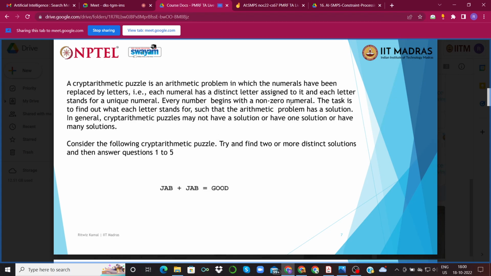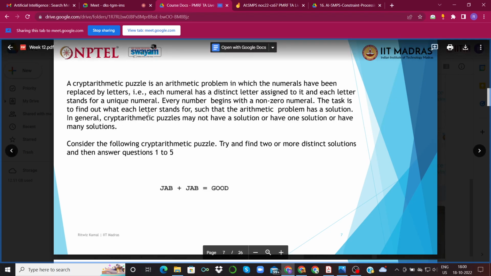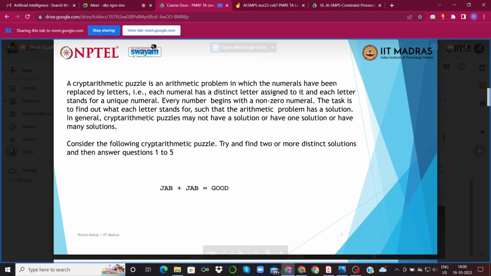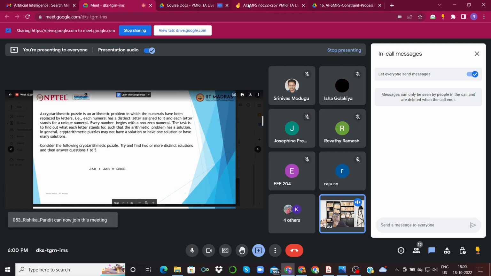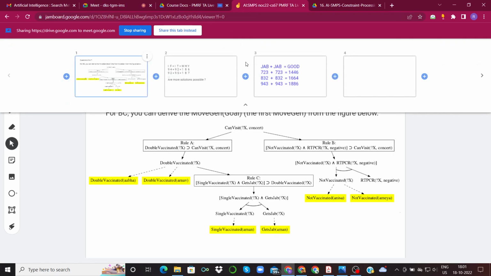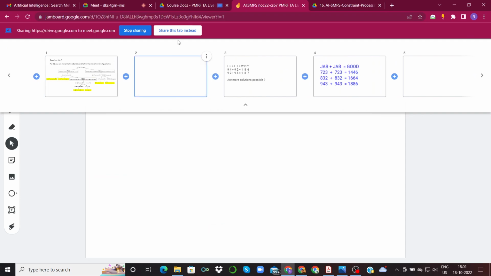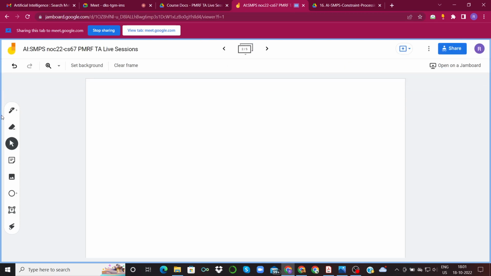So every number begins with a non-zero numeral. Okay, so we assign numbers 1, 2, 3, and so on. The task is to find out what each letter stands for such that the arithmetic problem has a solution. There may be no solutions, one solution, or more than one solution. And yes, this is basically the premise. Before moving on to the questions, let me give you a simpler cryptarithmetic puzzle first. So suppose we have something like this.